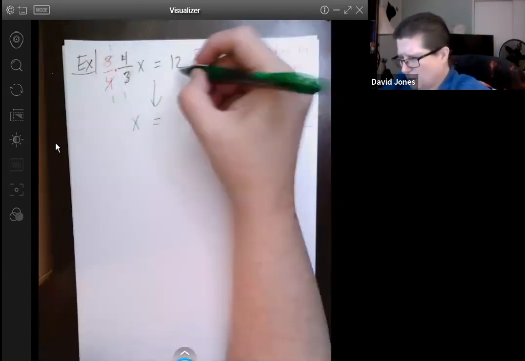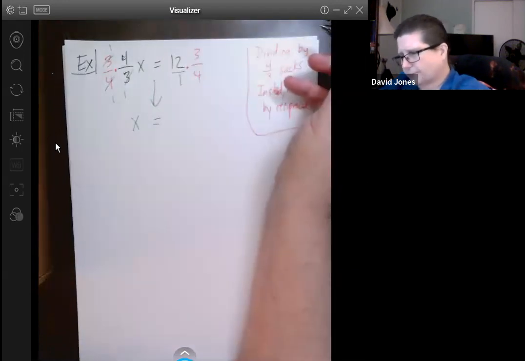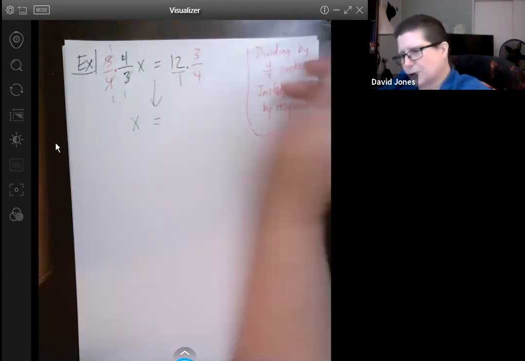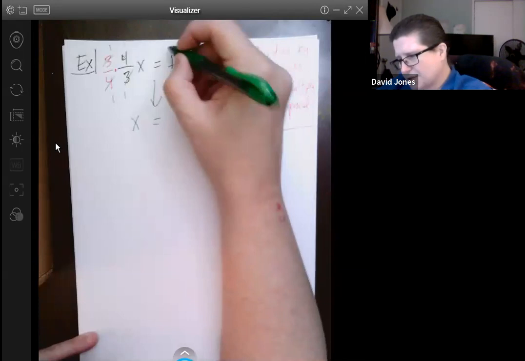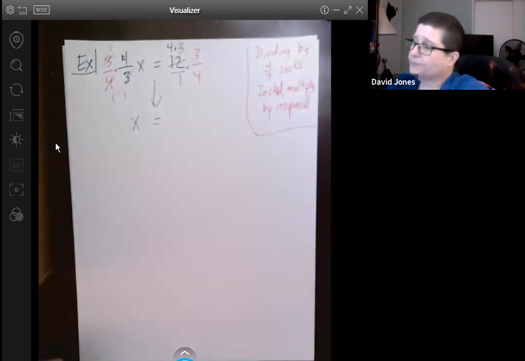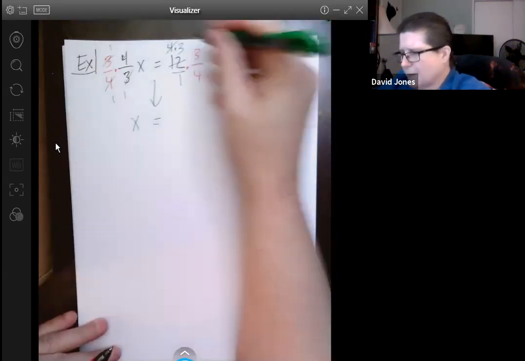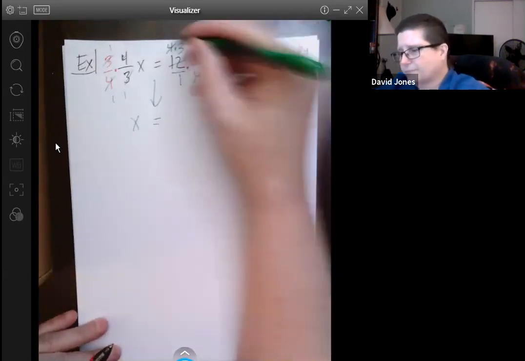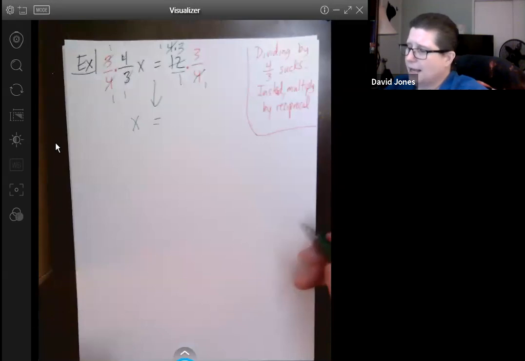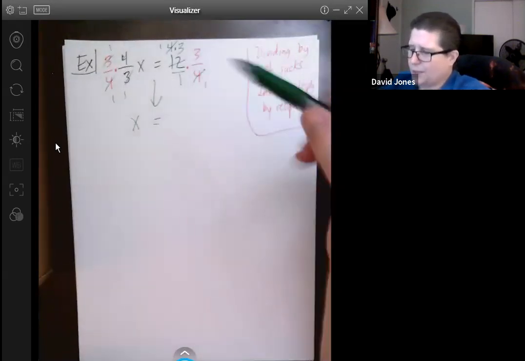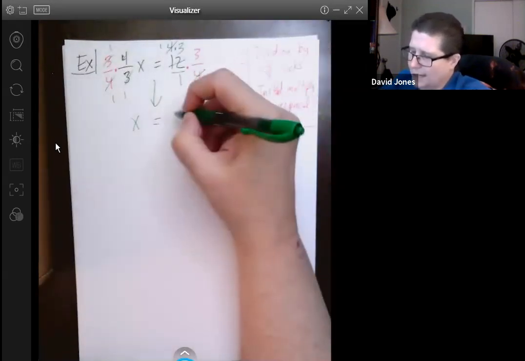If I make this 12/1, 12 is 4 times 3. I'm going to just substitute that in so I can cross off what I need. I can cross off 4's now. There's a 4 on top and bottom. It's replaced with 1's. And I'm left with 3 times 3 on top, which is 9/1, x equals 9.